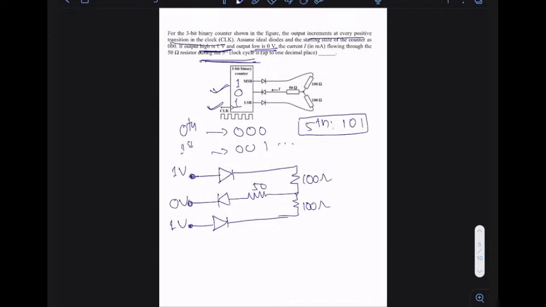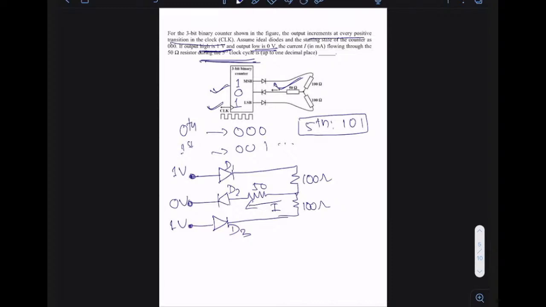Now, what I am supposed to find in this question is this current I. That means the current of the 50 ohm resistor in this direction. So you tell me now, what is the state of these diodes? I have 3 diodes. Let's name them D1, D2, and D3. What is going to happen? Which will be forward bias, which will be reverse bias, or will all be forward or all reverse? So 1 volt is connected to this diode, right?